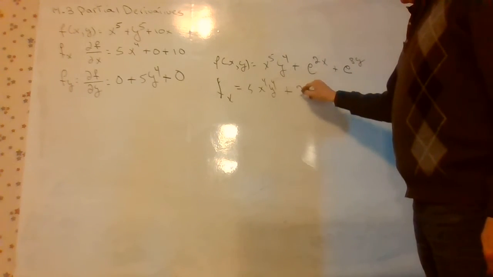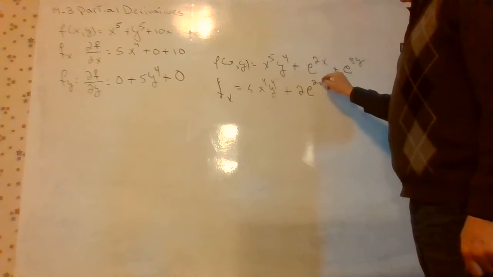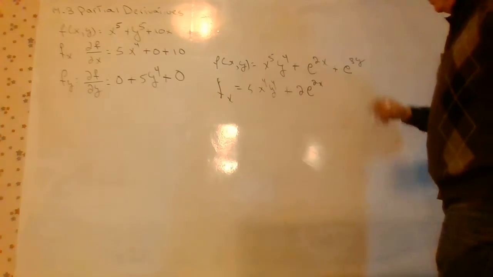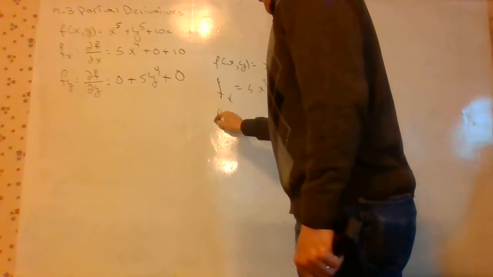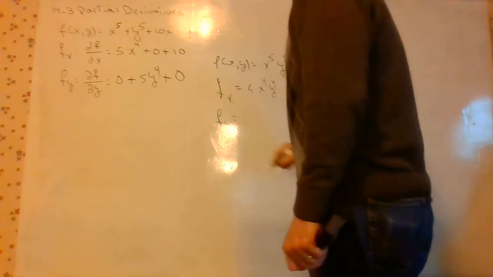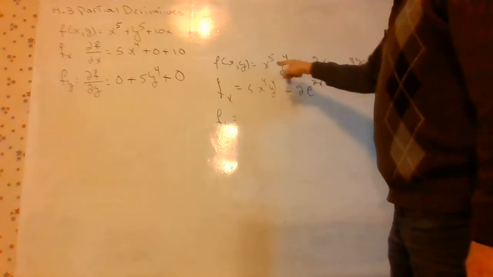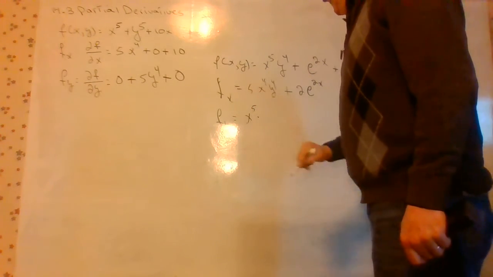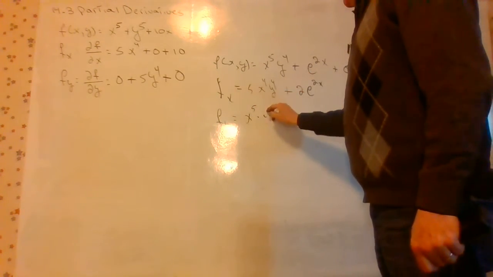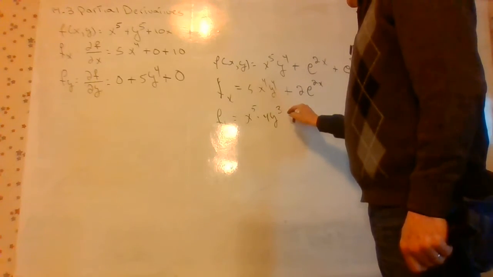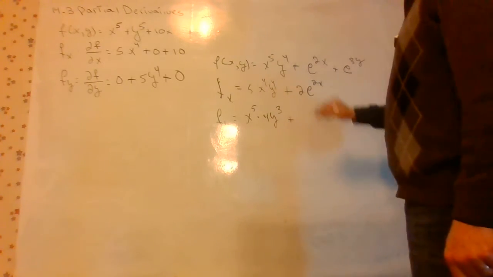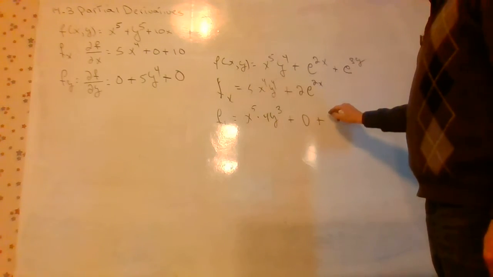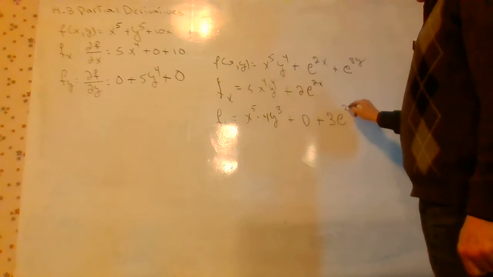Derivative of e to the 2x is 2e to the 2x, and then e to the 3y is a constant. So that pretty much just goes away. Partial of f with respect to y, we'll keep this x to the fifth, that's a constant coefficient, and differentiate y to the fourth, 4y to the third, plus, that gives us a 0, and e to the 3y gives us 3e to the 3y.